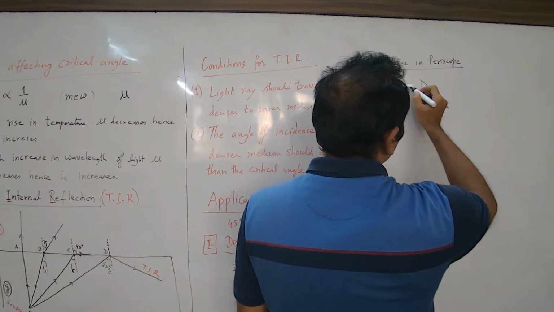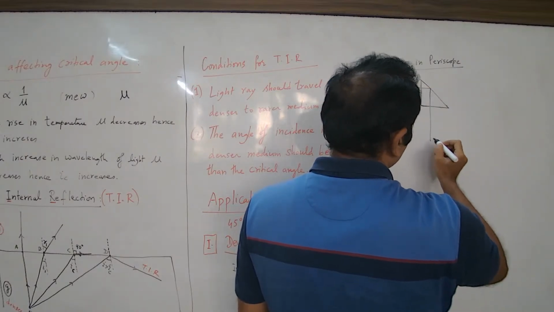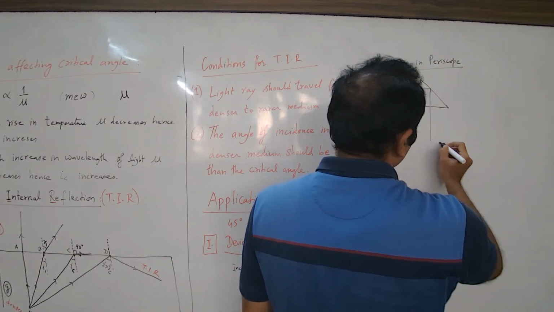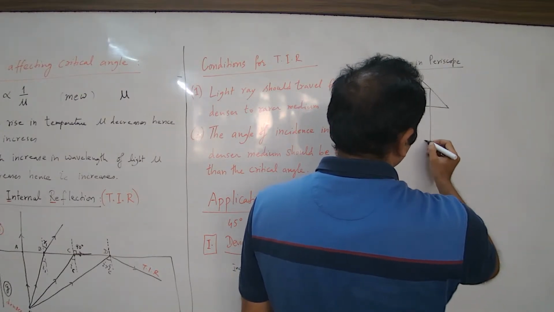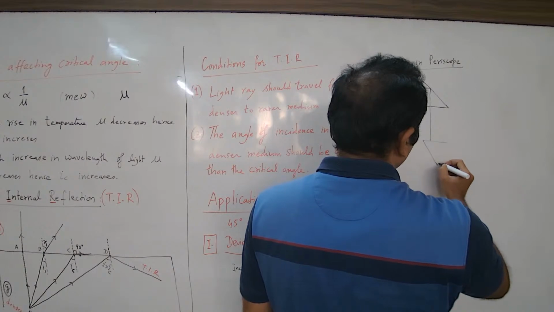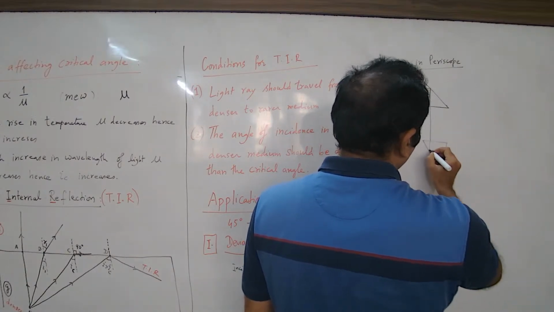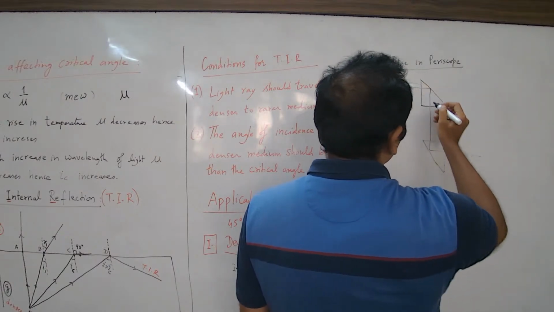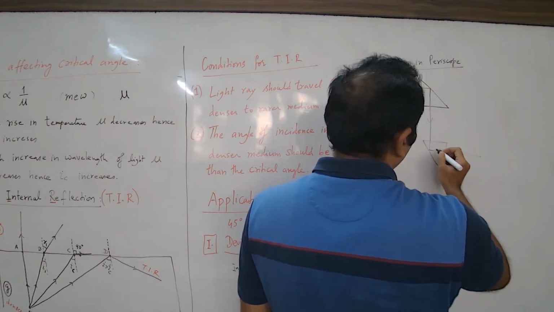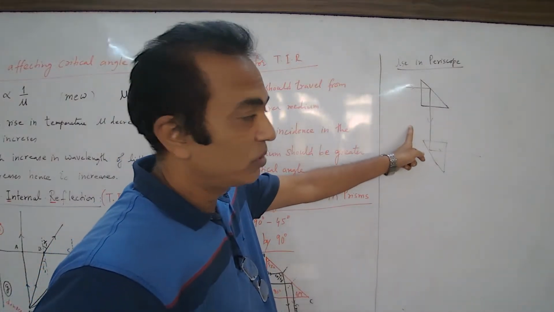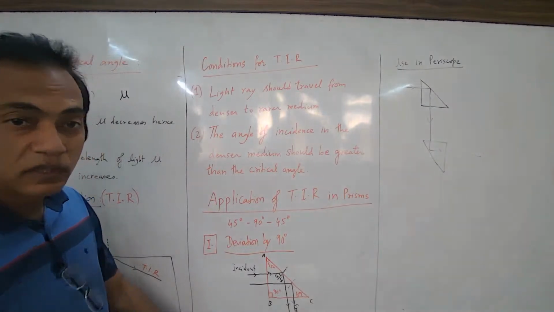You can use it like this. Okay, so you can use it like this. So this will go like this, right? So periscope, why are we using prism for reflection? Because it is total internal reflection.